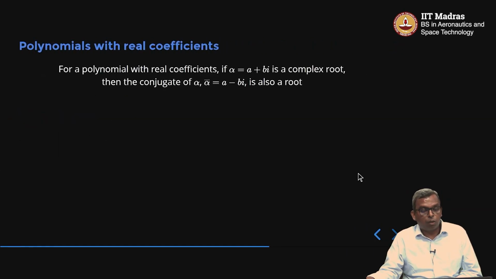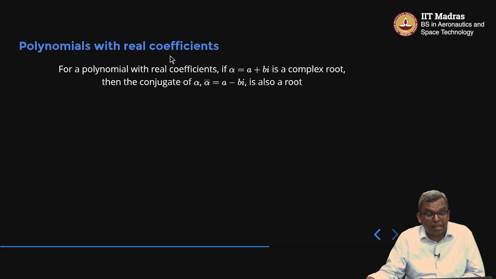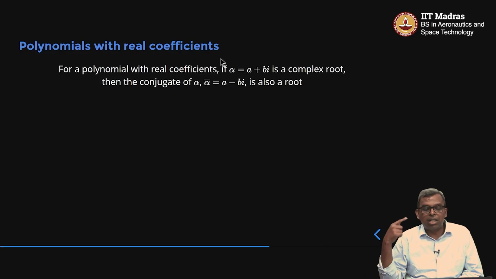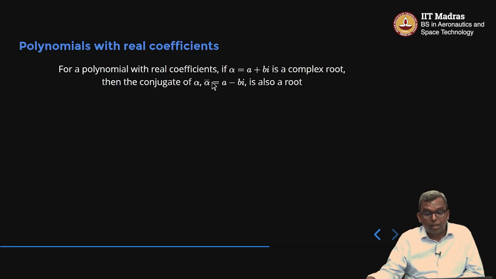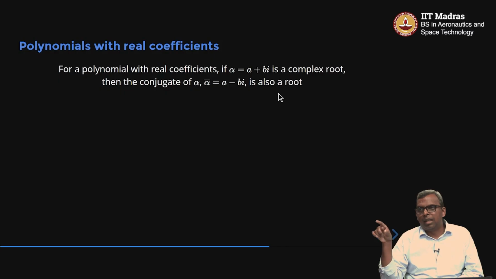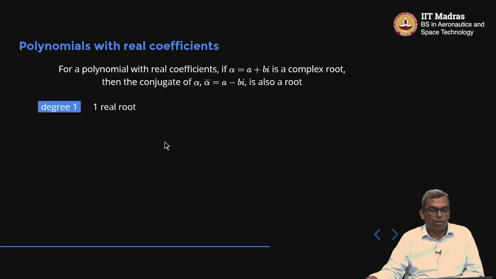Now, when a polynomial has real coefficients, some additional things will also happen, right? If you have real coefficients, it turns out complex roots occur in conjugate pairs. So if alpha, a plus bi, is a root, then alpha bar, which is the complex conjugate, a minus bi, is also a root. It's very easy to prove, right? The polynomial f of alpha is 0, and then you conjugate. Because the real coefficients don't change, only the alpha changes, and the powers are consistent, so you get that.